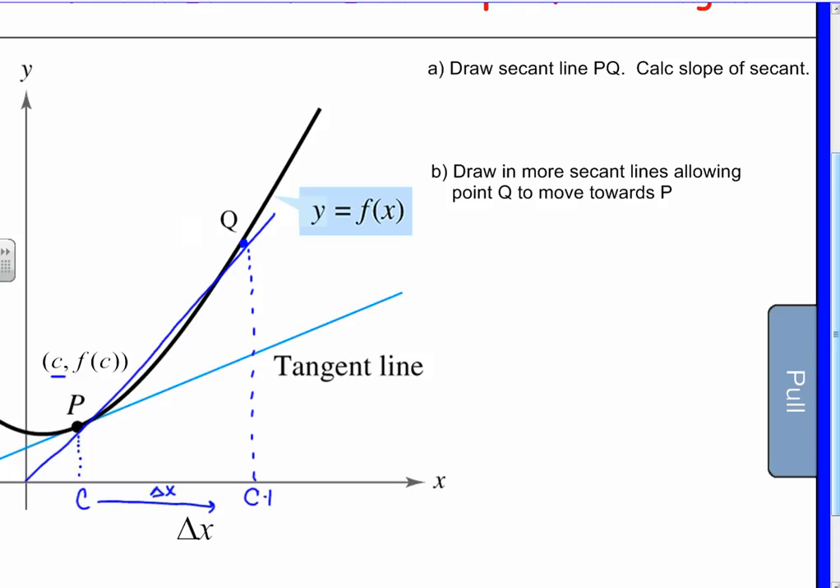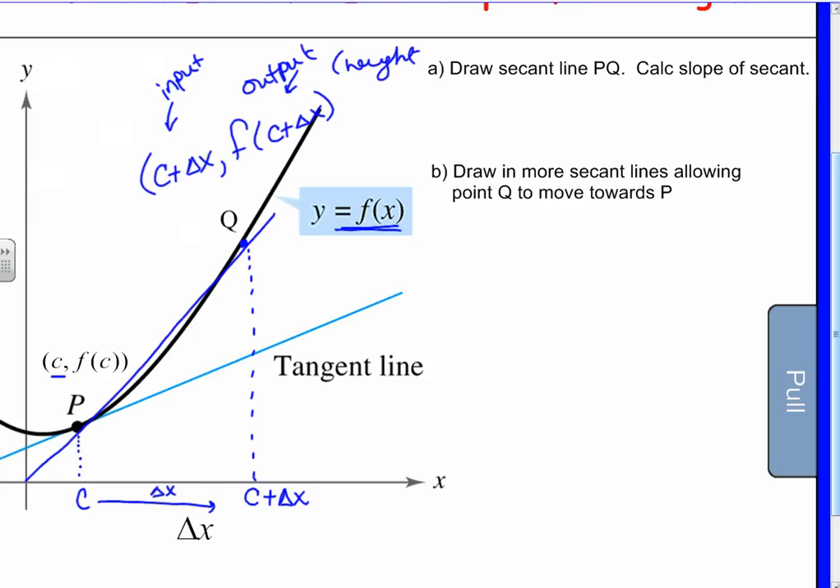So I could really call this c plus delta x. The output, when I put it into my function, I would have the coordinate pair c plus delta x, comma, f of c plus delta x. Input, my x value. Output, my y value, which really is representing height, isn't it? The height of the function at that point x. And from this, I can generate the slope of my secant line.